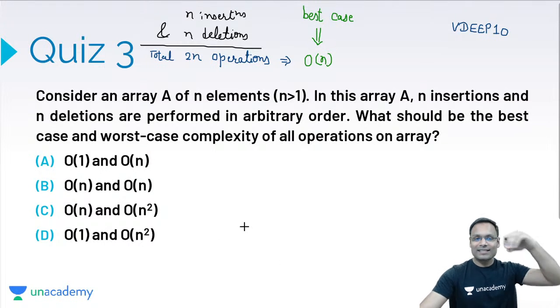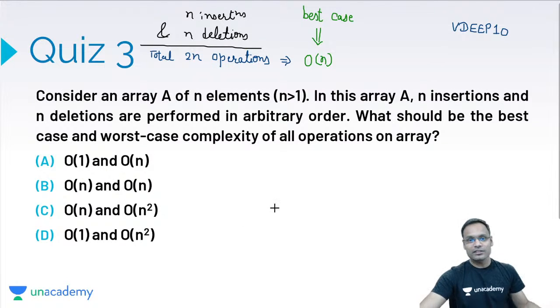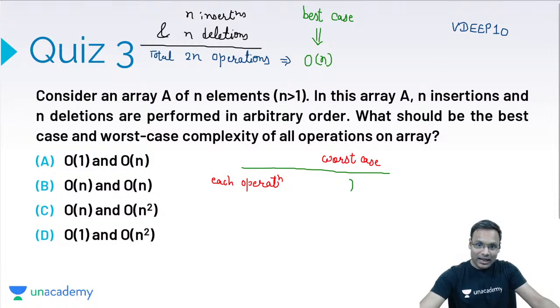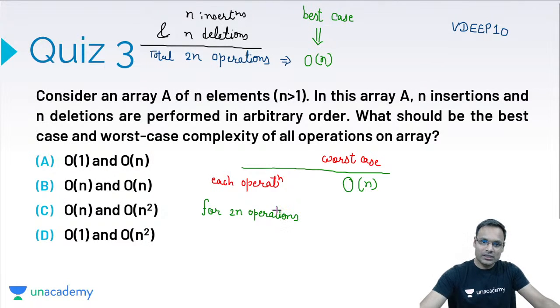Worst case: let's say I have to insert each and every element at the first index only. That means all operations will take n time. In the worst case, each operation will take big O of n time. In that case, for 2n operations, how much complexity is needed? 2n into n, which is n square.